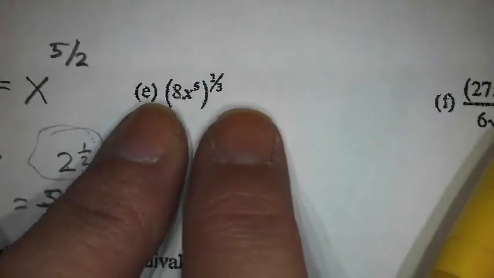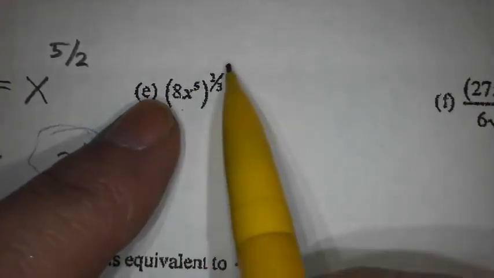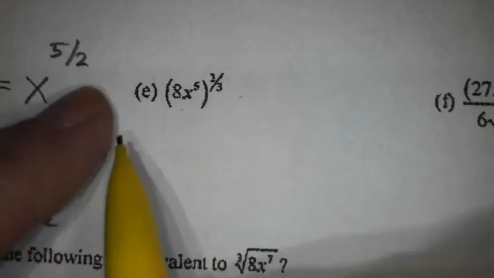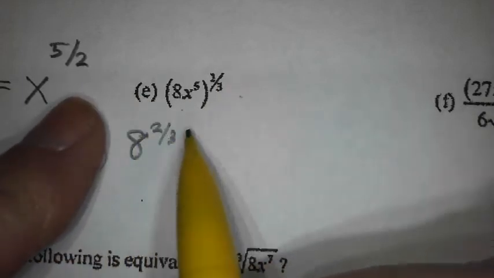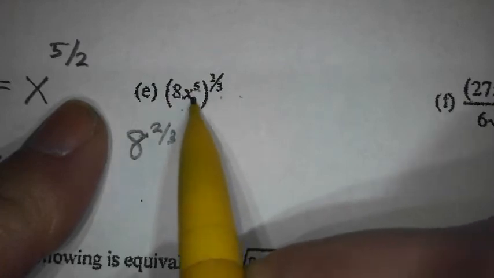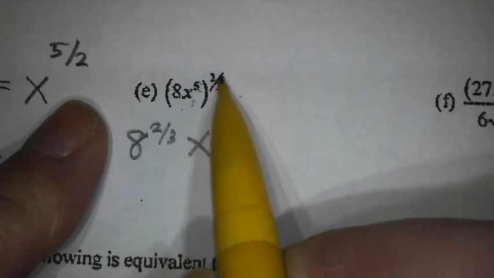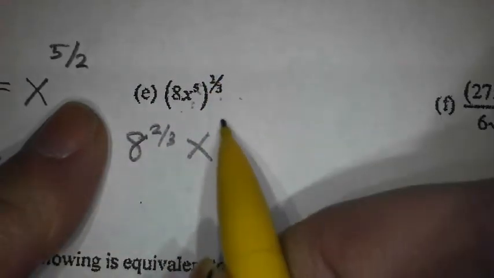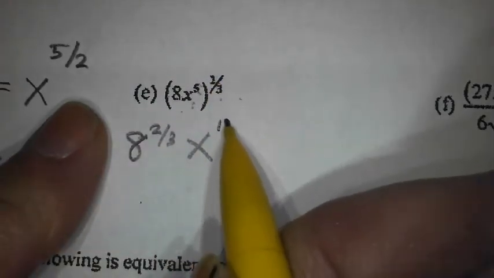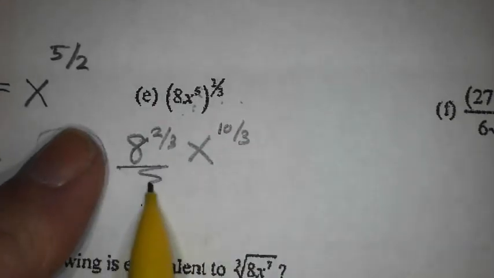E is interesting because exponent rule says we have to raise 8 to the 2/3 power. And we also have to raise x to the 5th to the 2/3 power. What's the rule when you do power to power? Multiply. What's 5 times 2/3? How many thirds? 5 times 2/3 is how many thirds? 10 thirds.